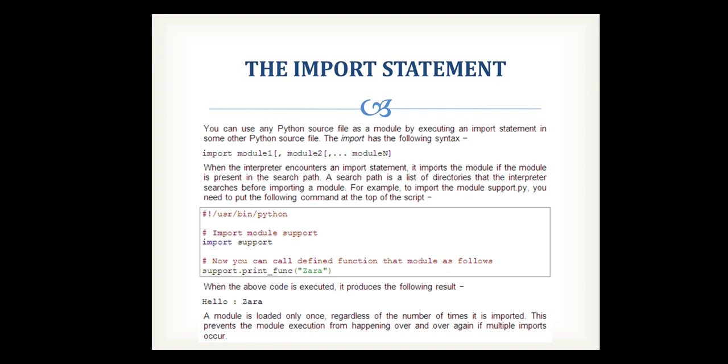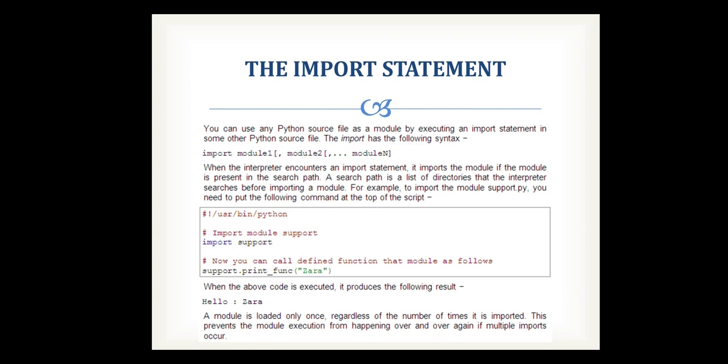You can use any Python source file as a module by executing an import statement in some other Python source file. The import has the following syntax, that is import then module name. You can specify any number of modules by using comma separation. When the interpreter encounters an import statement, it imports the module if the module is present in the search path. A search path is a list of directories that the interpreter searches before importing the module.